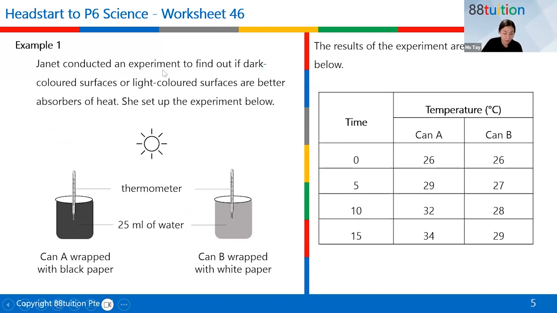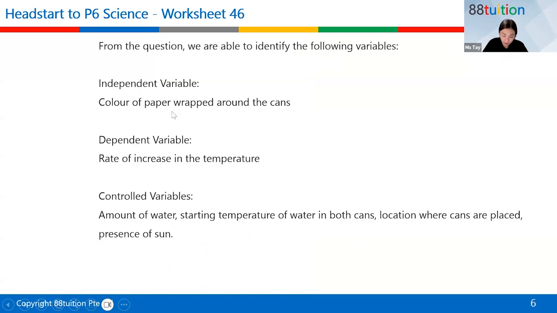You have this experiment conducted by Janet. She wants to find out if dark-colored surfaces or light-colored surfaces are better absorbers of heat. So she set up the experiment below, and this is actually the two setups, can A and can B. With this, you should be able to identify that the change variable is actually the color of the paper.